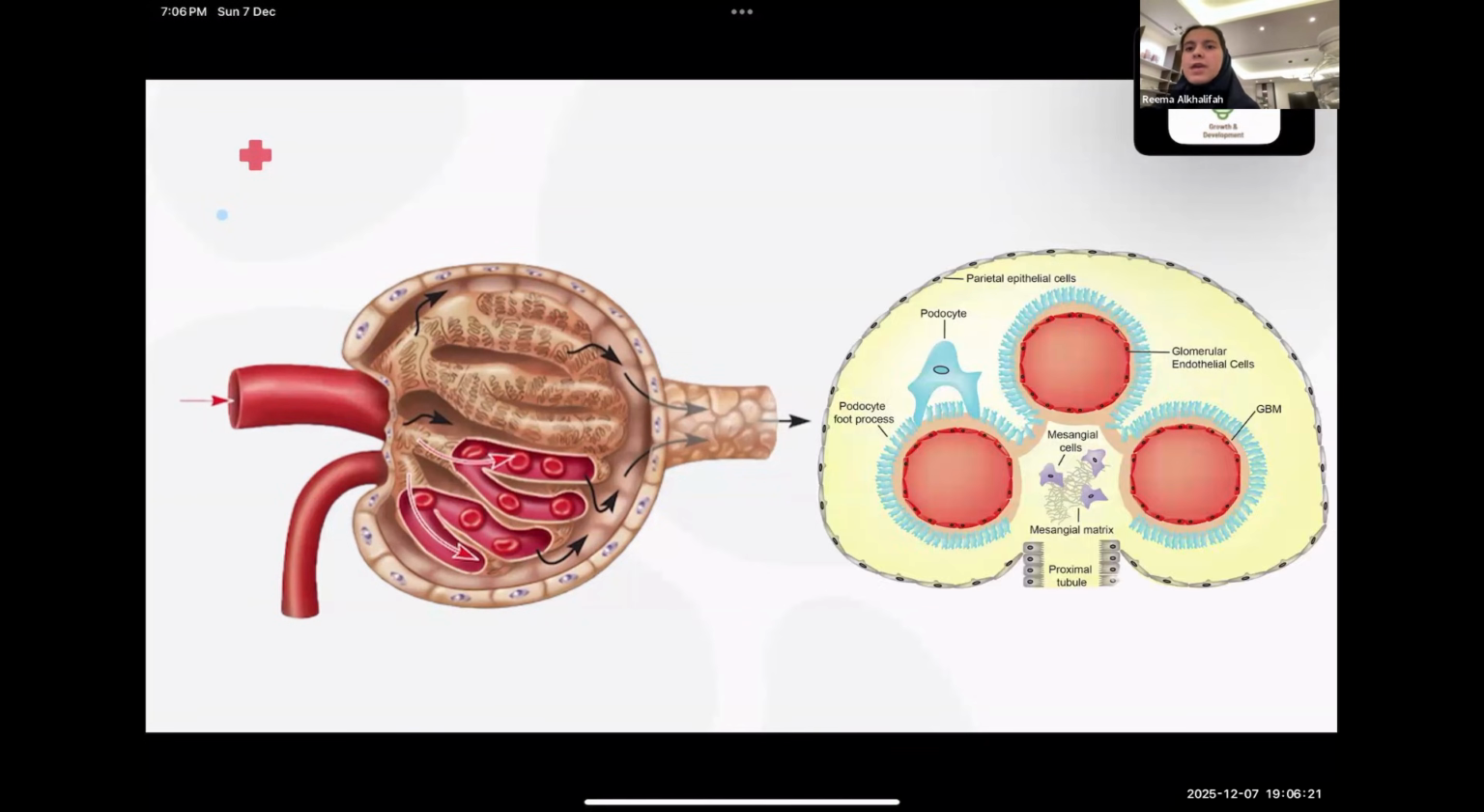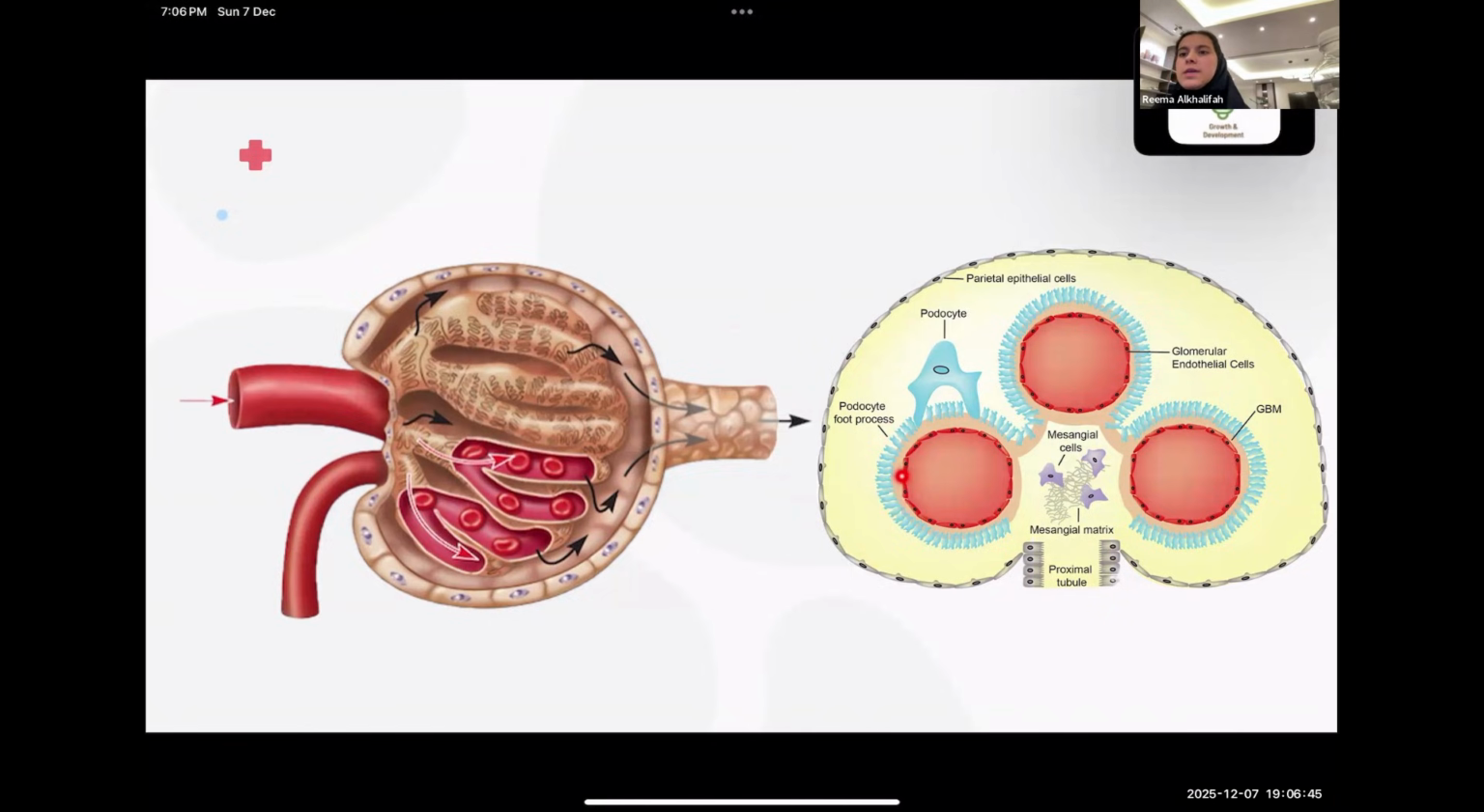And let's say we're going to cut a cross-section over here. If we cut a cross-section, an image is going to appear. Now, this is the Bowman's capsule. This is the outside layer. This is the Bowman's space over here. And this is the filtration membrane, which is the glomerular capillary.